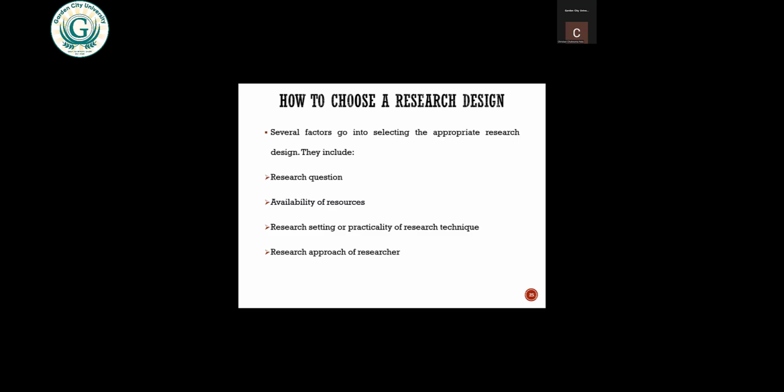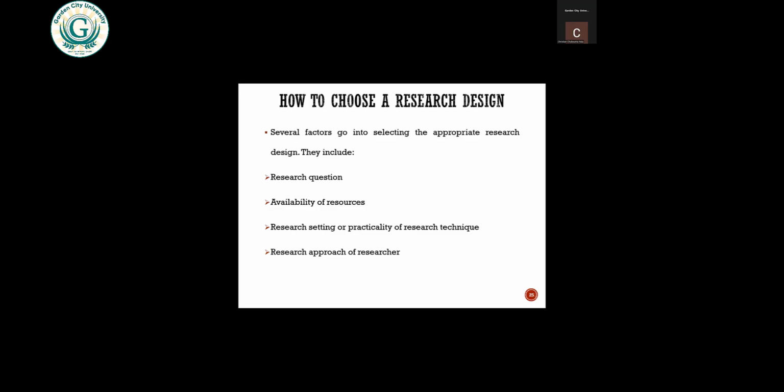If you are going to be measuring their HB level, that's a lot of reagents to buy. If you are paying for it yourself, that's a lot of money. So availability of resources can also influence the type of research design you choose.